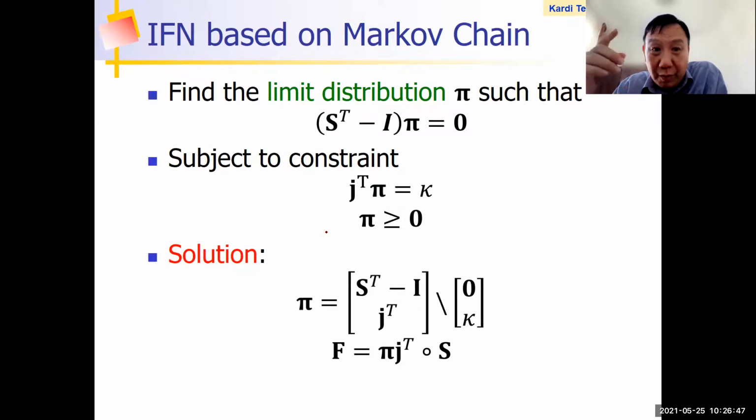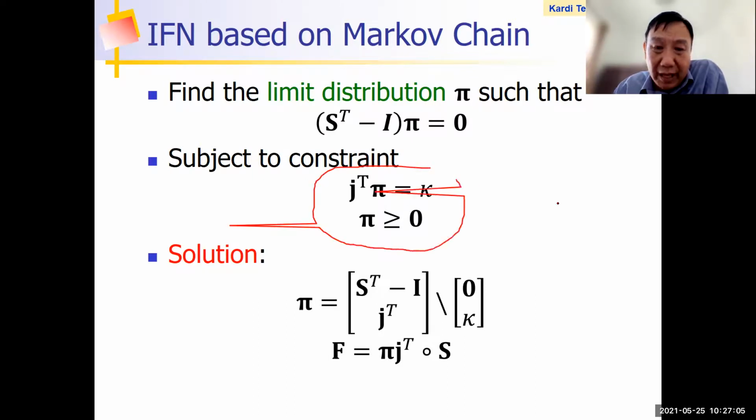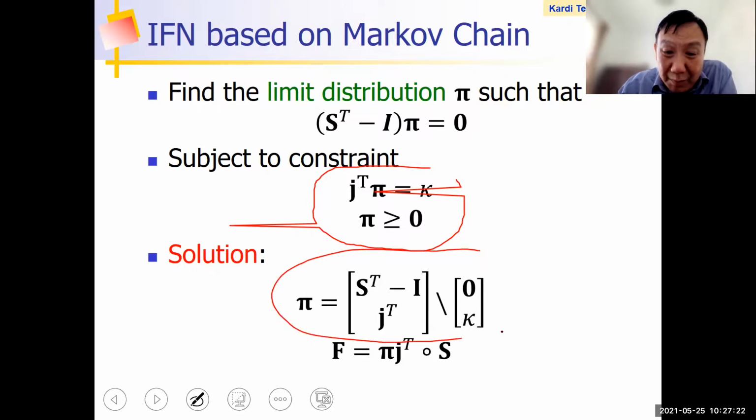So what do you want to compute? The limit distribution pi, such that the stochastic matrix S transpose minus I times pi equals 0, subject to the constraint J times pi equal to kappa. Kappa is the total flow that you set, and of course pi must be larger or equal to 0. So the solution, hey, you remember I gave you an assignment on this, remember?